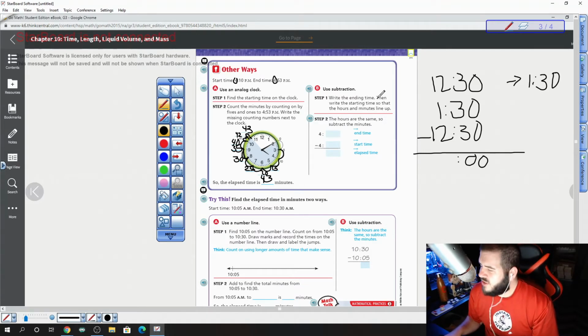Okay? So what we're going to do is write the ending time, then write the starting time so the hours and the minutes line up. When we subtract, we always want to start with what happened at the end. So here the ending time is 4:53, so that will go first. And then we write the starting time, which was 4:10. Okay, this is lined up, this is lined up, and this is lined up. So 3 minus 0 is 3, 5 minus 1 is 4, and 4 minus 4 is 0. I won't write anything there, so I know this is going to be 43 minutes. And notice that's the same answer that we got here.